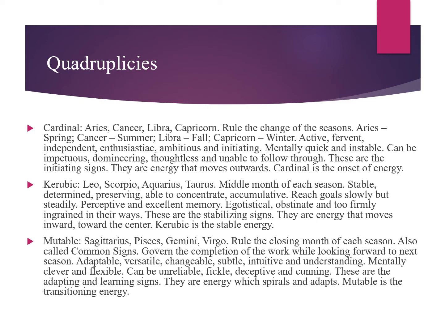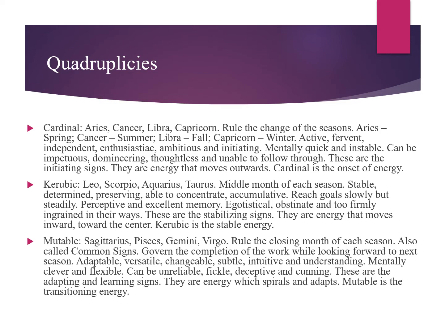So energy of these signs really adapts to its situation, it learns, and it changes. They are energy that spirals and adapts as it moves. Mutable is the transitioning energy. So it is transitioning from the element that it was, or the season that it was, depending on how you're looking at them, into the next element or season.